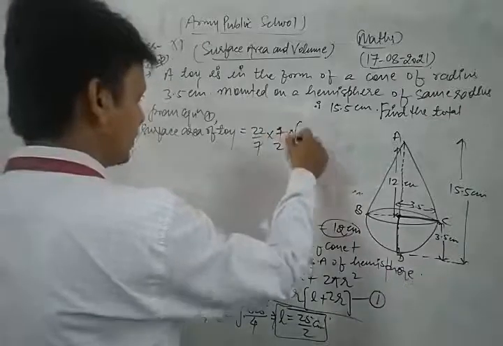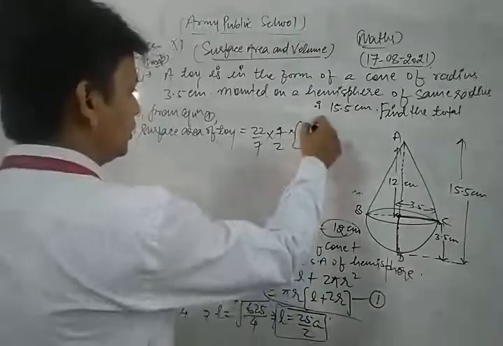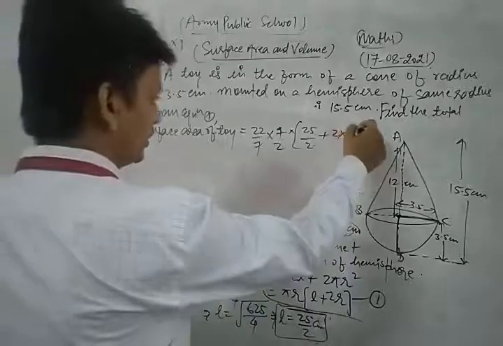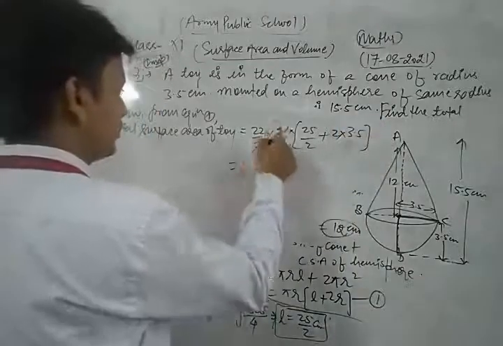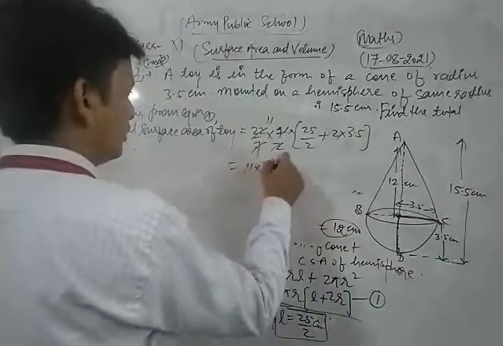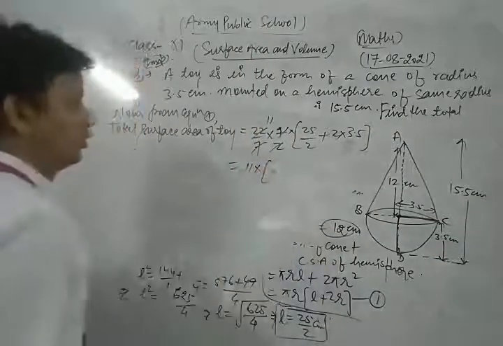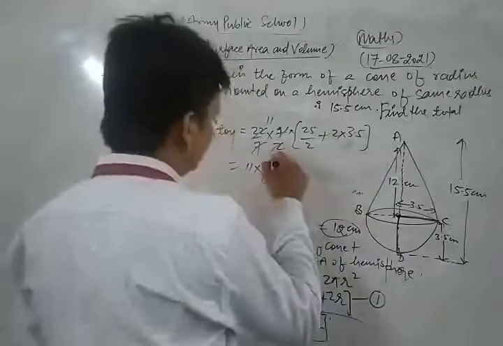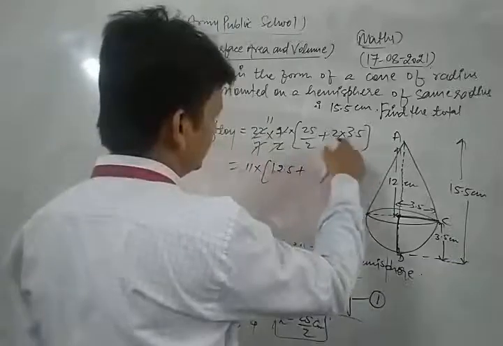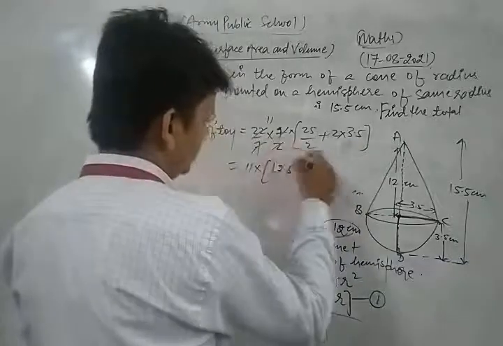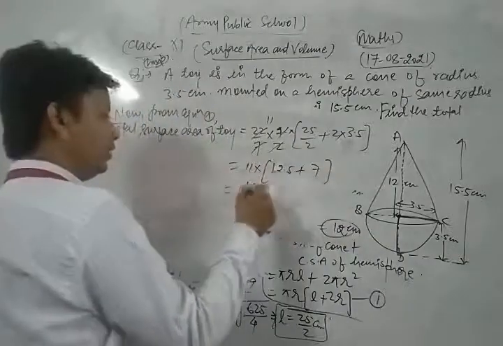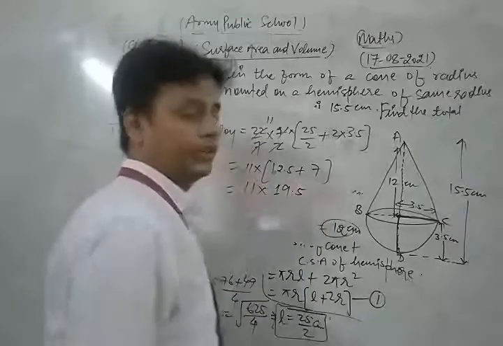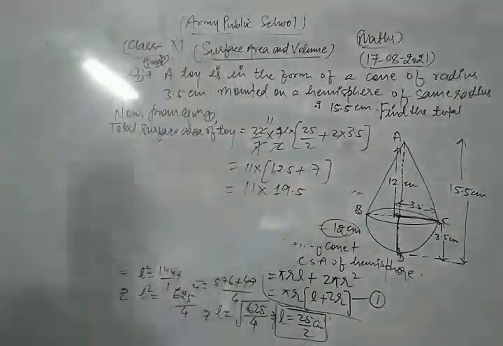Now L plus 2R. L is 25 upon 2 plus 2R, and 2 into R is 2 into 7 upon 2, which is 7. Now 7 cancels, so this is 11 into 12.5 plus 7. So we get 11 into 19.5.